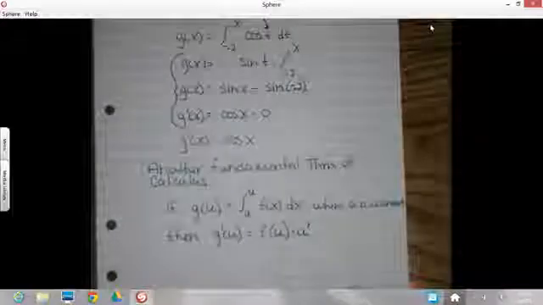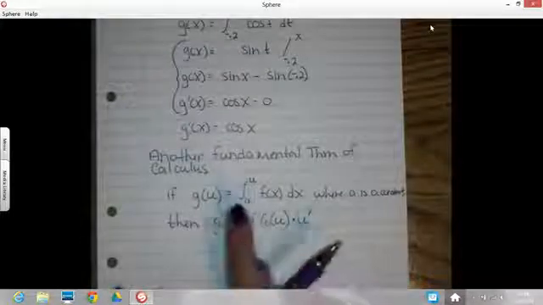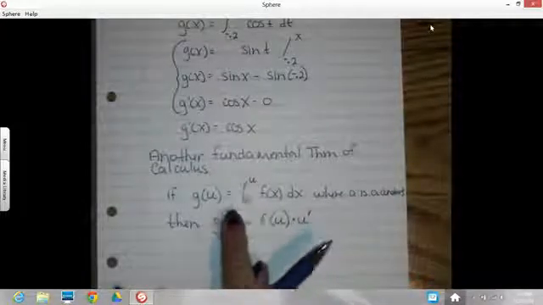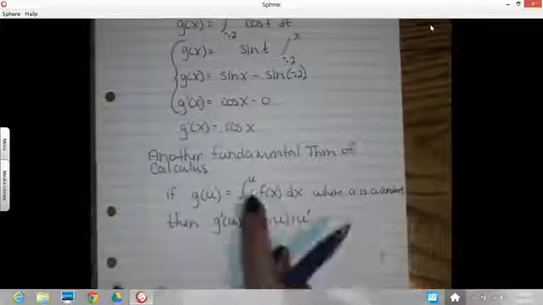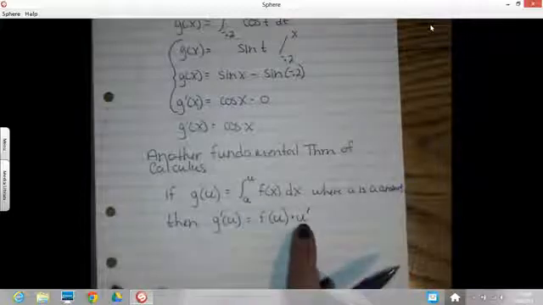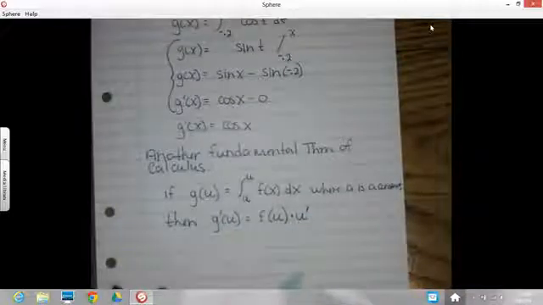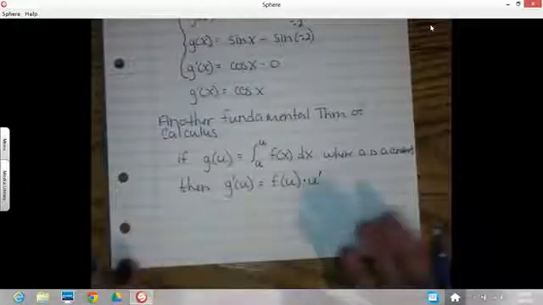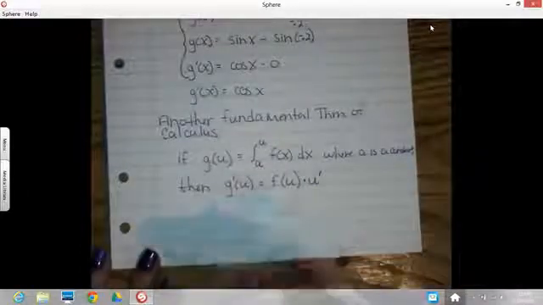So that's our shortcut. If they give you an integral and they want the derivative of that, it's just substitute the upper limit into the function and multiply by the derivative of that upper boundary. So let's try a couple, see if you have it. It's a very, very simple, real simple theorem. It's just remembering it.